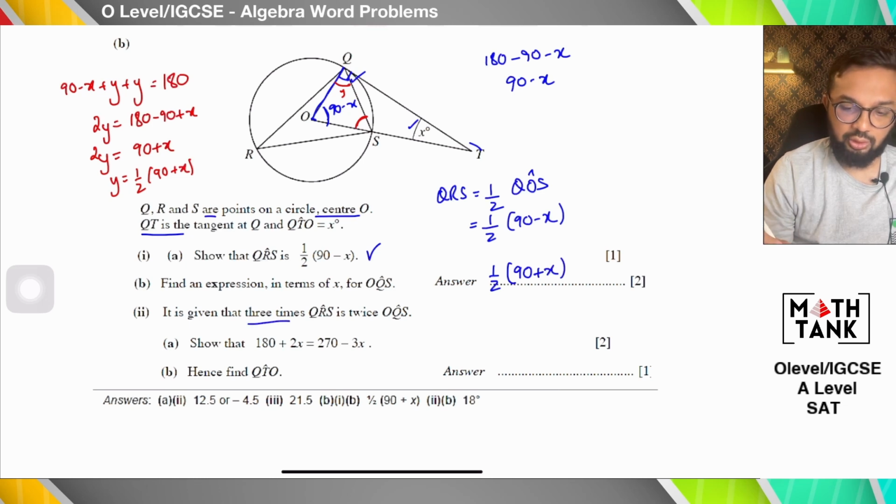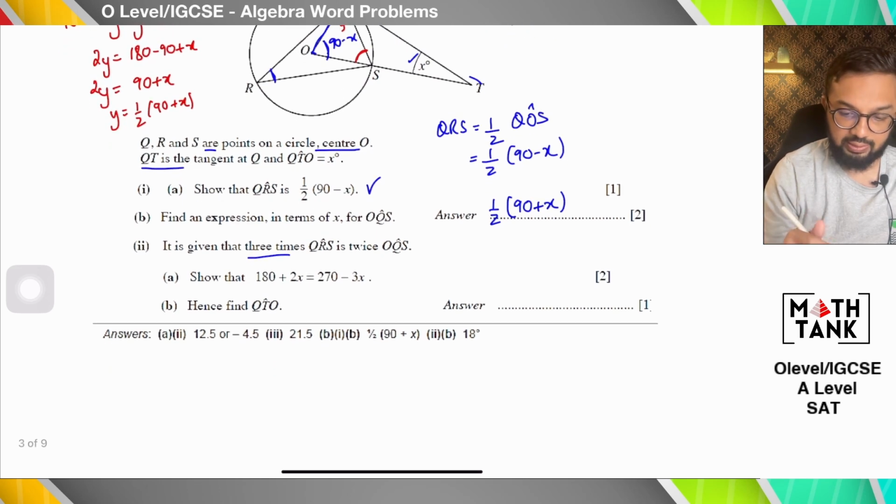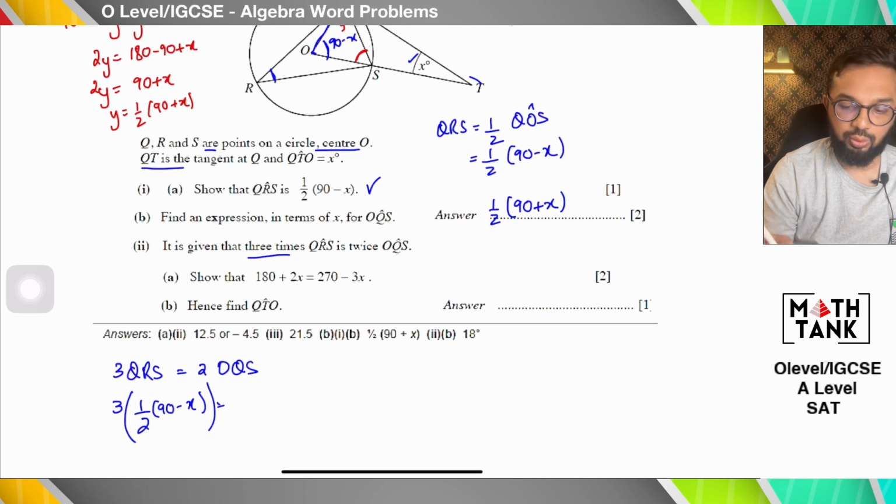It is given that QRS is three times QRS. So 3 times QRS is twice of OQS. So the one that I just calculated. What was QRS? I proved that in the first part, so half of 90 minus x. And OQS, that's what I proved in the second part, so 2 times half of 90 plus x.